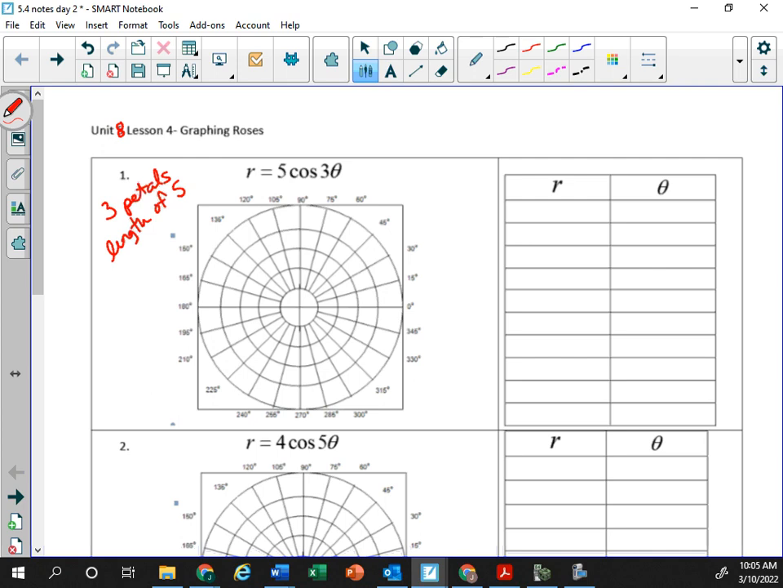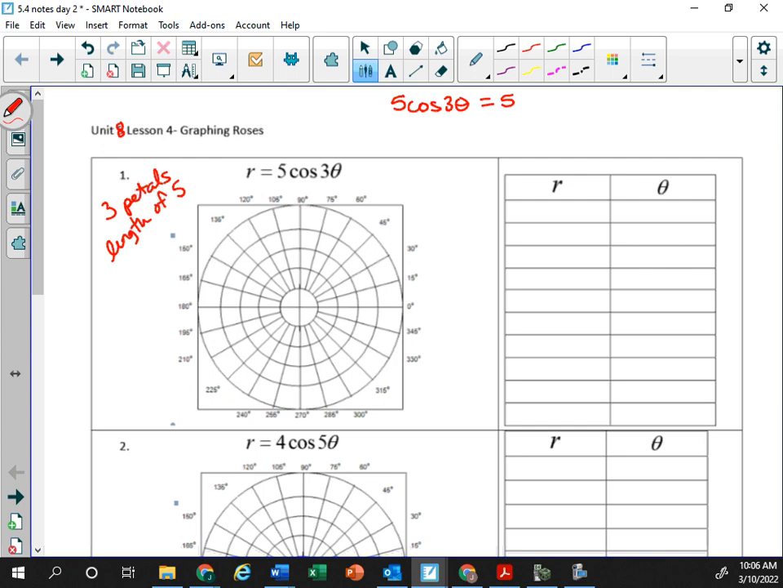So I'm going to start up here by writing the equation 5 cosine 3 theta, and instead of equals r, I'm going to say equals 5. Why can I do that? What do you think, Vera? Yes, that's the maximum, the end of the petal. And that's what I'd like to know, where the very end of the petal is, because if I can plot that, I can draw the rest of it. So the maximum it could be is 5, and I put that in there.